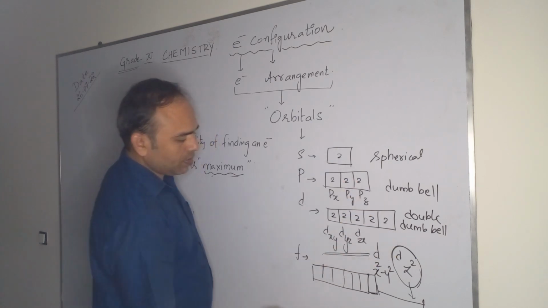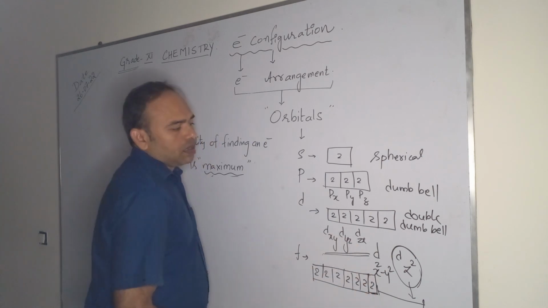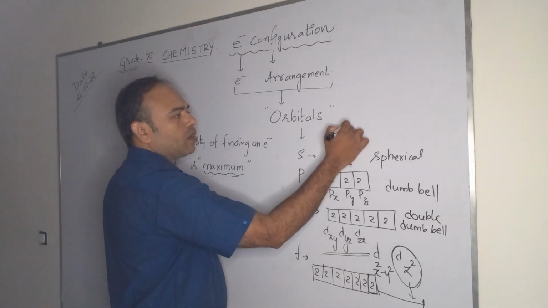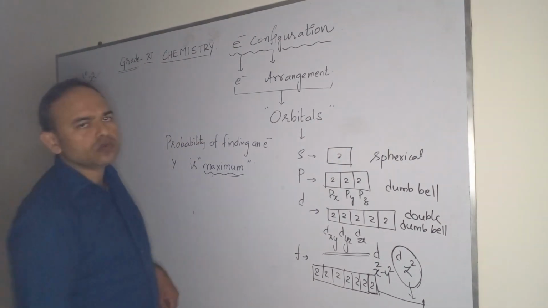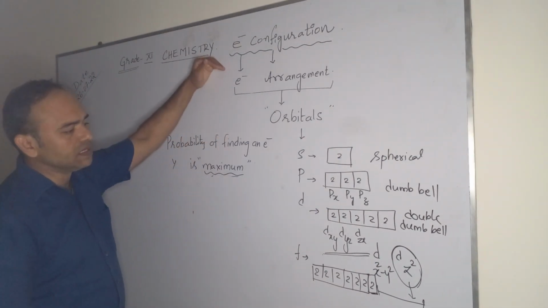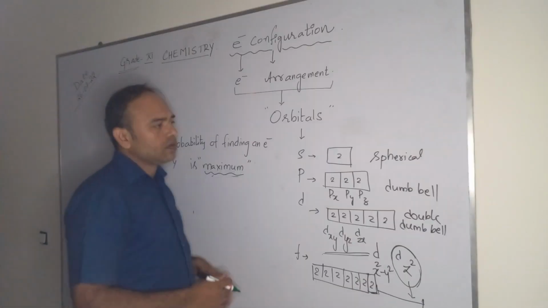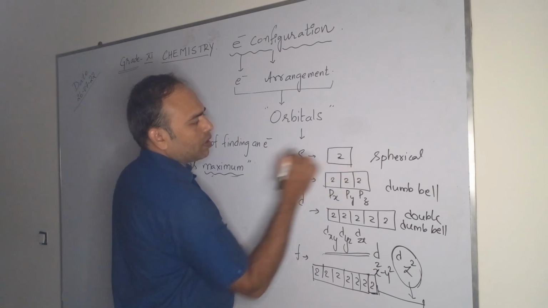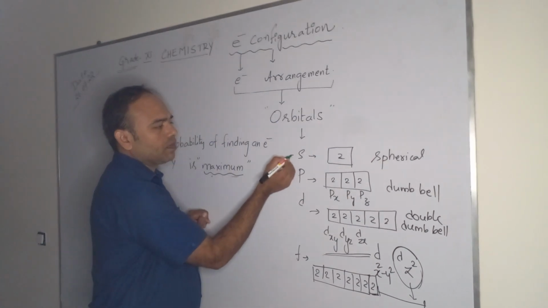Each orbital can accommodate 2 electrons. I am not showing you the clockwise and anti-clockwise spin now. After the discussion of the rules of electronic configuration, I will show you how you represent clockwise and anti-clockwise spin. Now, the s orbital can accommodate how many electrons?